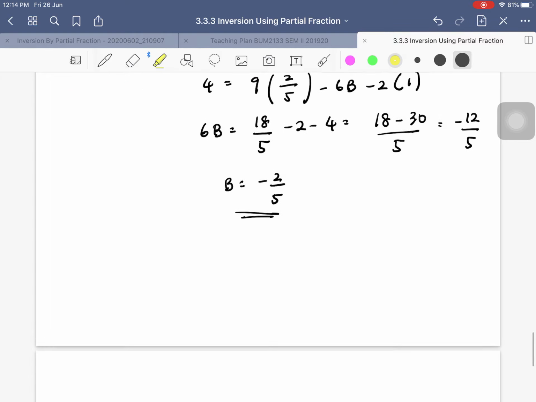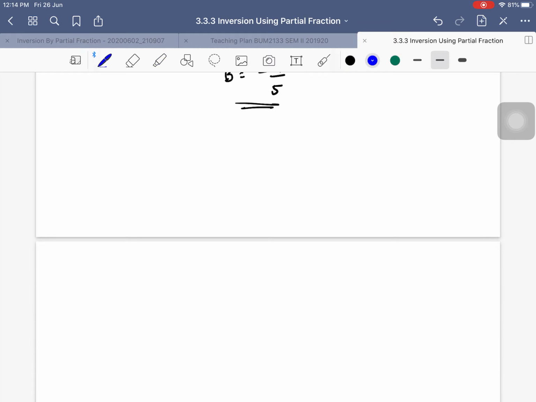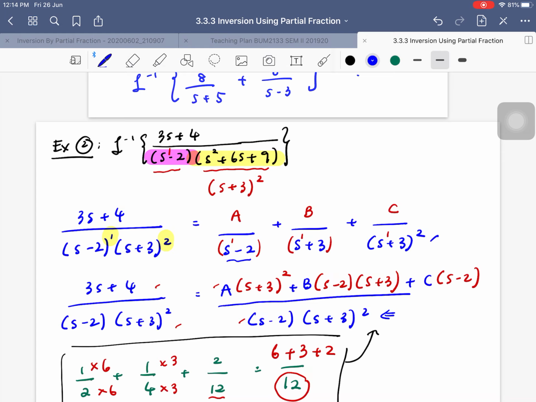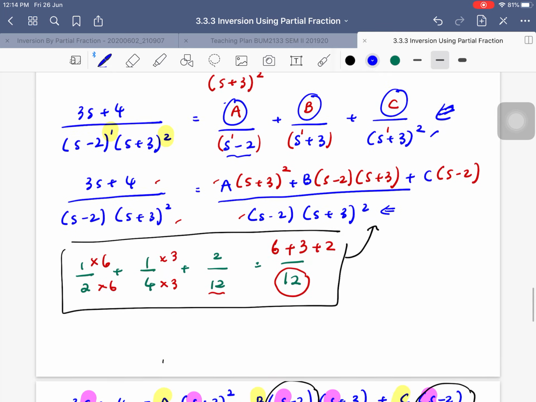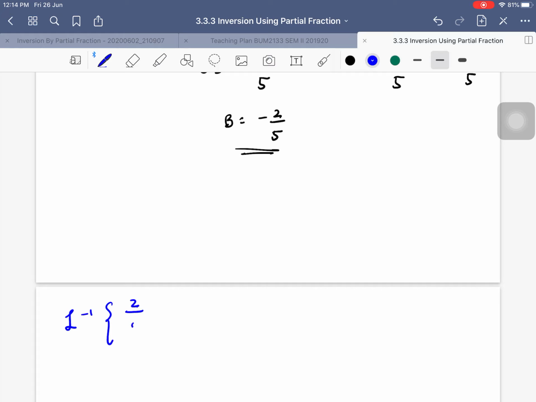Alright, so now that we are at this stage, I'm going to start substituting back into my partial fraction. So what we wanted to find is going to be the Laplace inverse of this. Okay, so this is my partial fraction. I'm going to substitute my values of a, b, and c in here. So my a value is going to equal 2 over 5. So I'm going to have 2 over 5 over s minus 2.